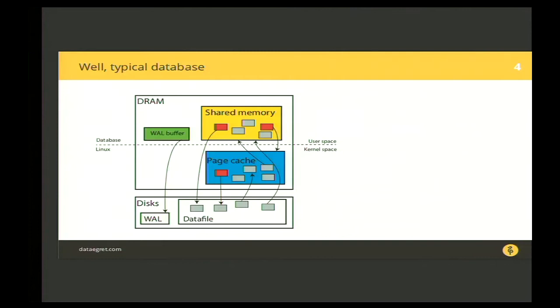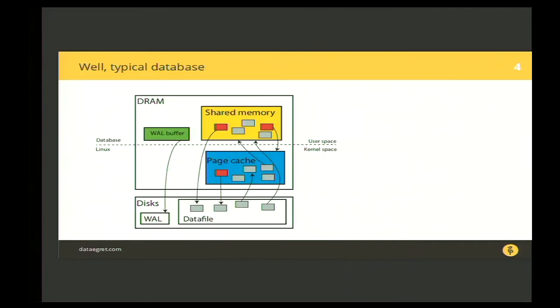If we change something in a page, we write write-ahead log through the WAL buffer, and this is a mechanism to make recovery effective if we just at some point lose the electricity and our database machine goes down, we lose all the data in memory. And to recover, we need to replay this write-ahead log and make those things consistent again.